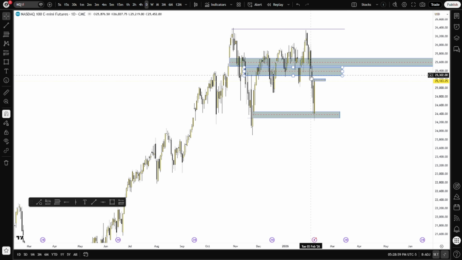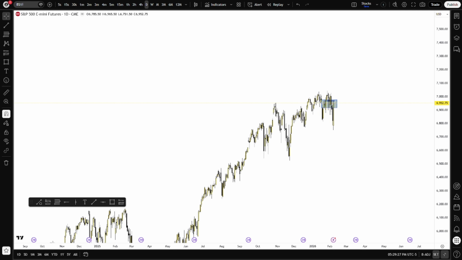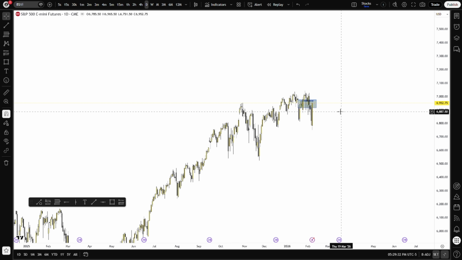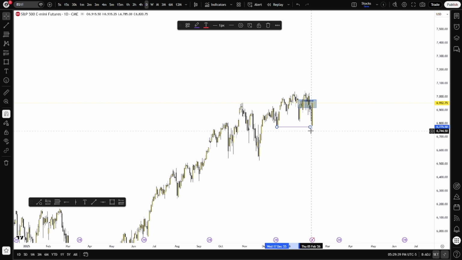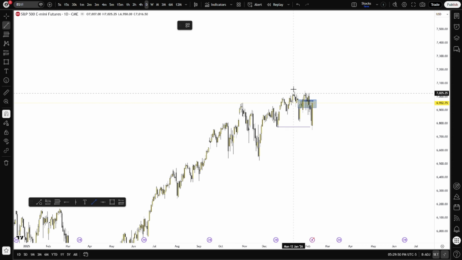Okay, let's move on to ES. And as you can see, ES has already moved into that gap that was created here. It went down, took the liquidity here from December of 2025. It took that swing right there, and it moved up really aggressively, and we're not far away from these tops here, and I do believe we will be pushing up for another all-time high. I do believe that is what is going to happen.